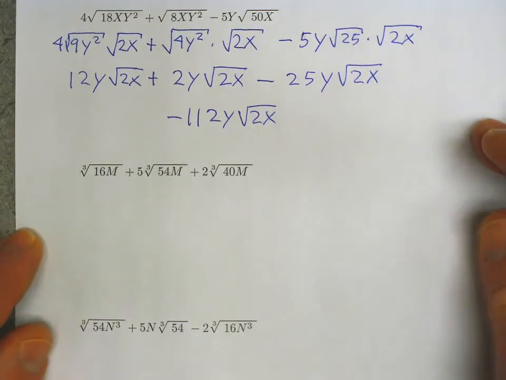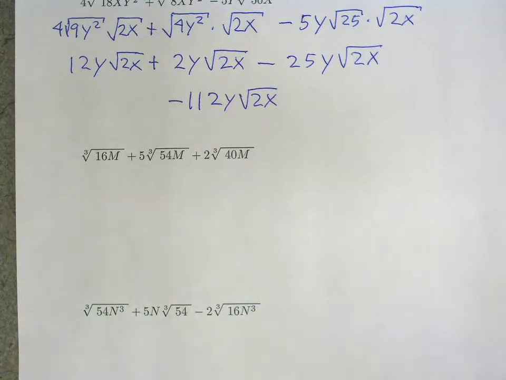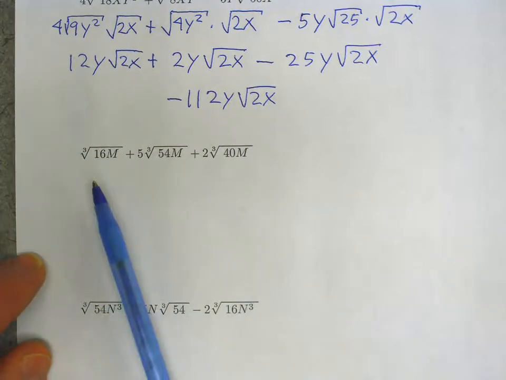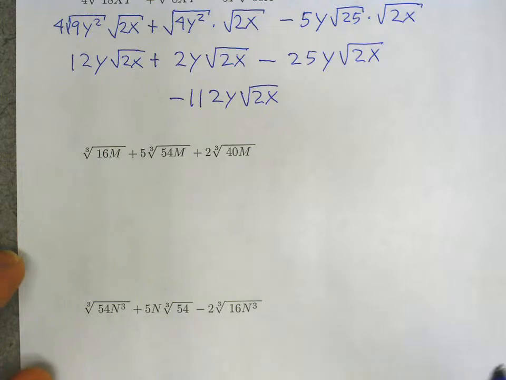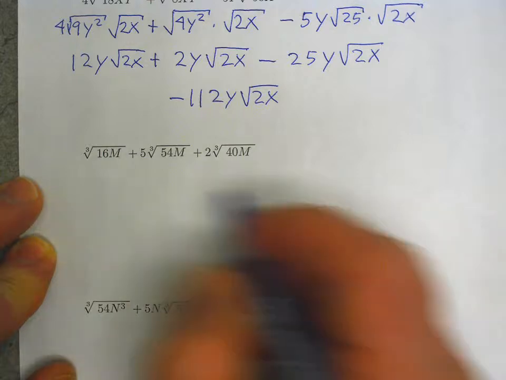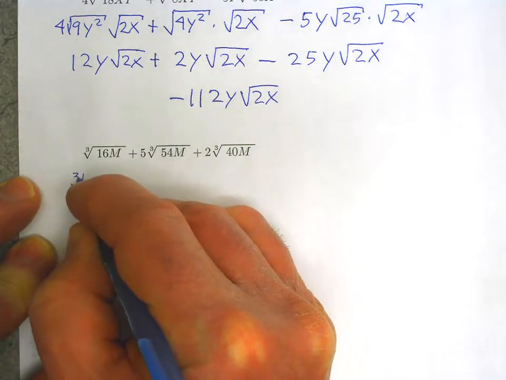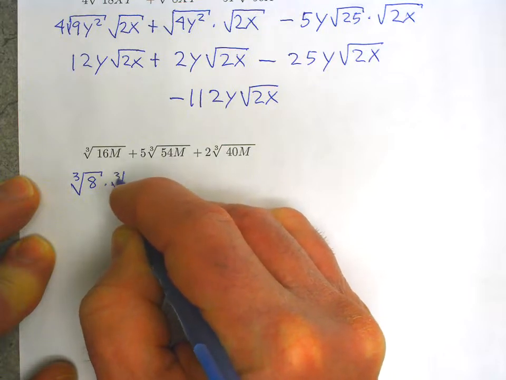Okay, let's look at the next one. The next one involves cubed roots. Each one of those cubed roots can be simplified further. In the first one on the left, the largest factor of 16 that's a perfect square, or sorry, a perfect cube is 8. 2 to the third is 8, and 8 times 2 is 16. So we can rewrite this as the cubed root of 8 times the cubed root of 2m.